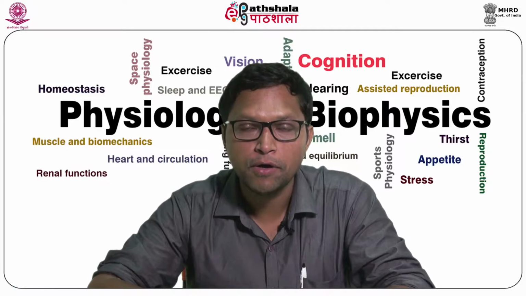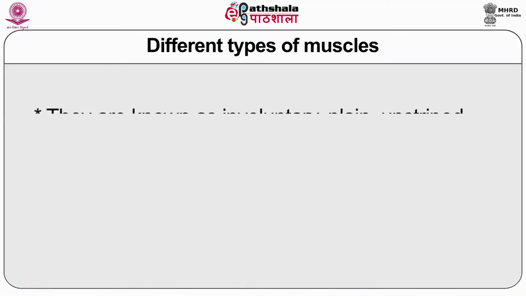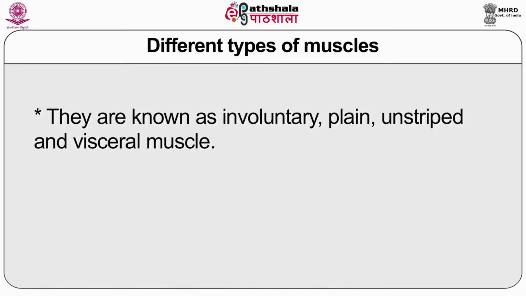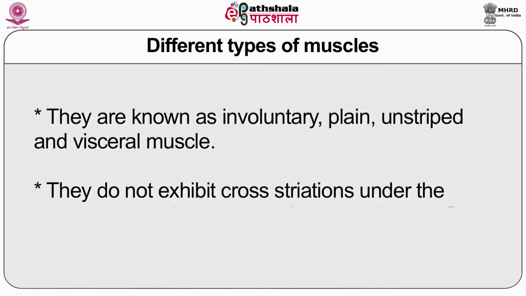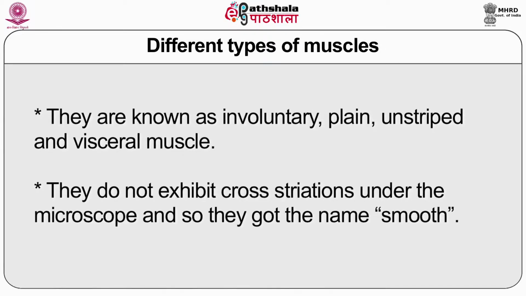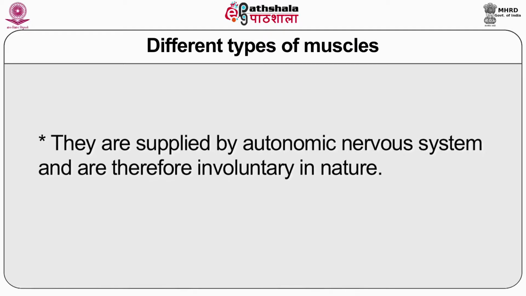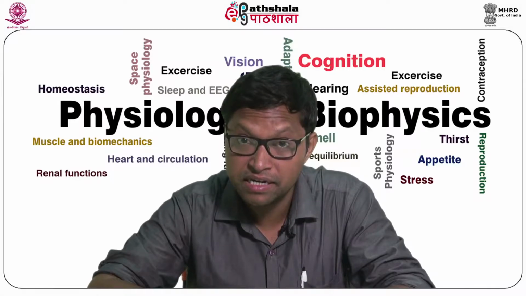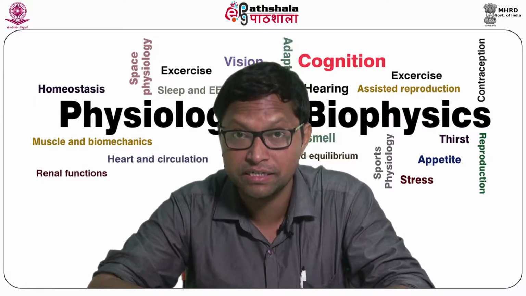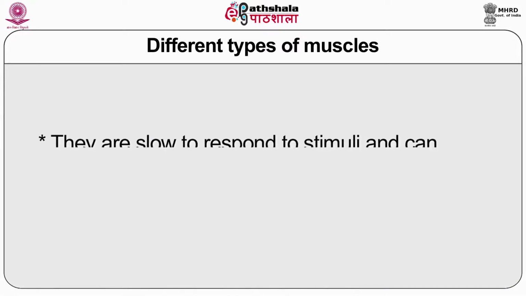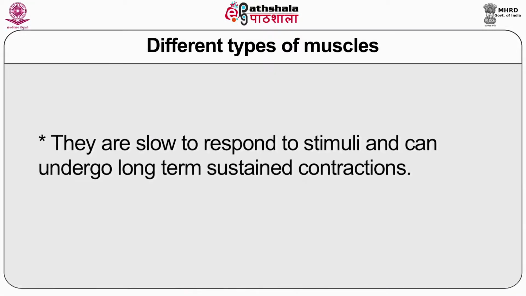Now, let's talk about smooth muscles. They are known as involuntary, plain, unstriped or visceral muscle. They do not exhibit cross striations under the microscope, so they got the name smooth. They are supplied by the autonomic nervous system and are therefore involuntary in nature. Remember, involuntary means they are not under our control. They are slow to respond to stimuli and can undergo long term sustained contractions.